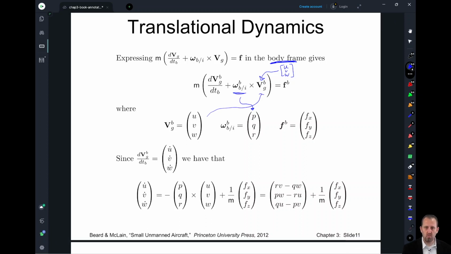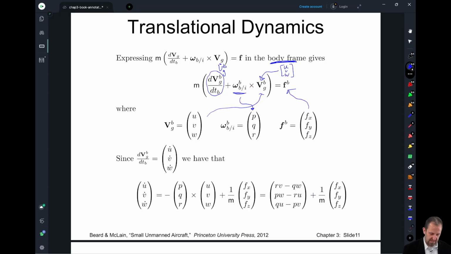We're not going to worry about what our actual forces are quite yet. We're just going to clump them all up, and we'll separate them out into our X component, Y component, and Z component in the body frame. Now this guy right here is V_G^B, the time derivative of that, and it's in our body frame.